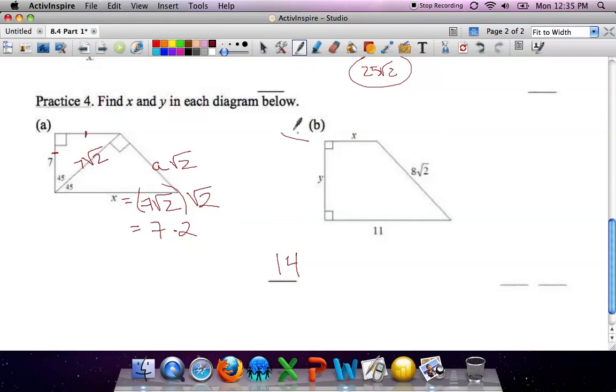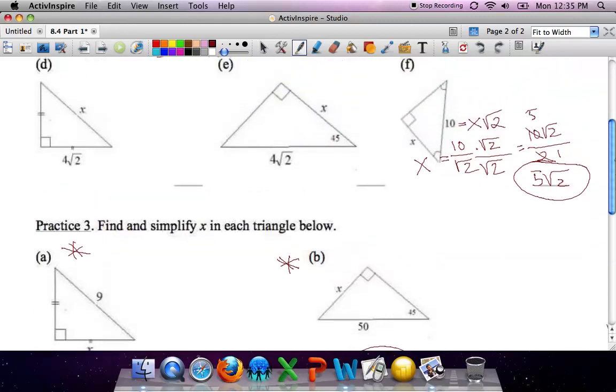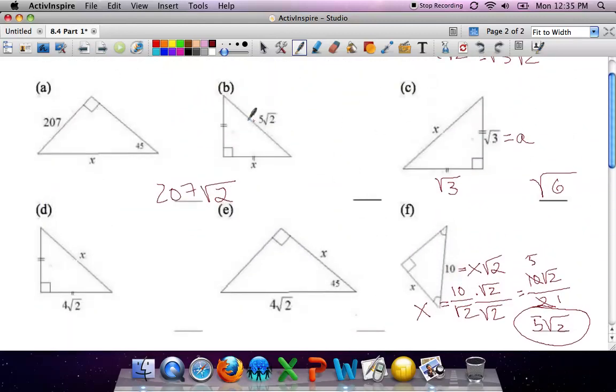So again, I want you to finish 4 for tonight. Going back up here, make sure you show me the work for practice 3B, practice 3A, and B, D, and E. Please make sure these are all done for tomorrow in class.